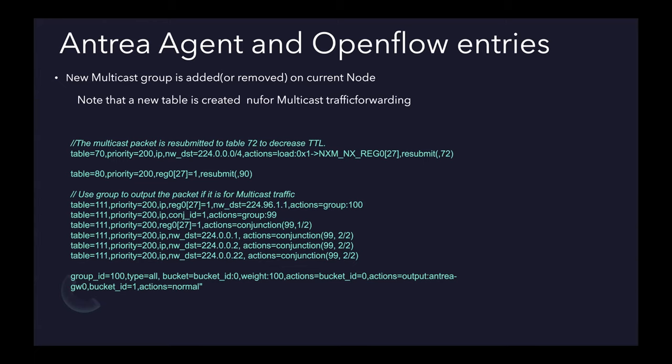When a new multicast group is added on the current node, the Antrea agent adds OpenFlow entries on the current node, as you can see in the green lines. We will use register 0 bit index 27 here to identify multicast traffic, which is set in the L3 routing table, and it is matched in the L2 calculating table. TTL is decreased for multicast traffic in the TTL decreasing table, number 72.